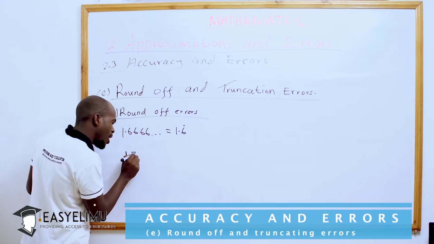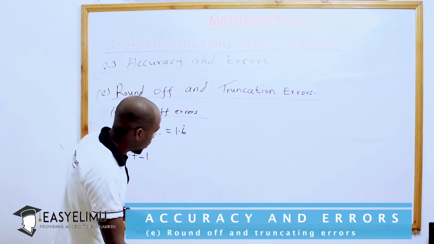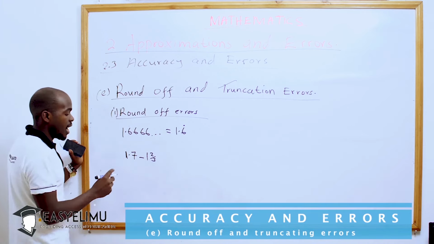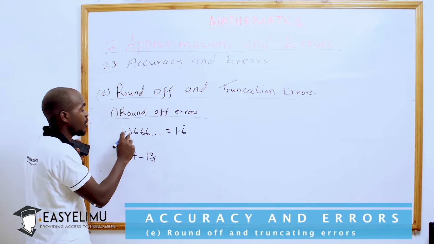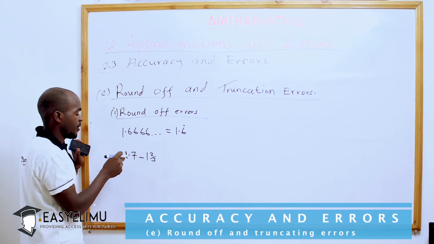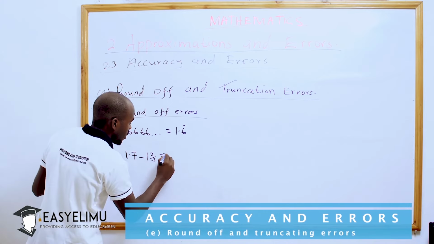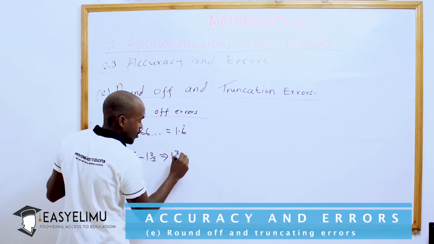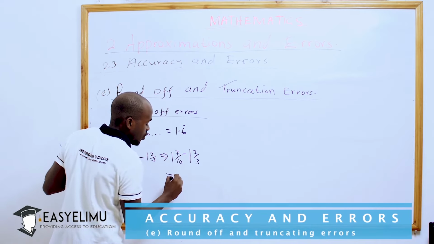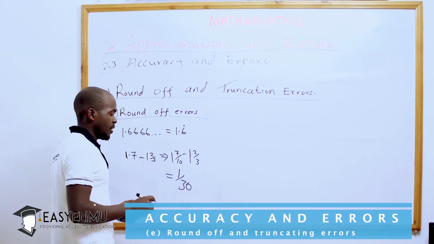But if you take this 1.7 and subtract the original, which was 1.6666, that is 1 and 2 over 3, and this is 1.7. Because if you round off 1.66 to 1 decimal point, it's 1.7, which is 7 over 10. So it's the same as writing 7 over 10 minus 2 over 3, and you are going to get your answer as 1 over 30.